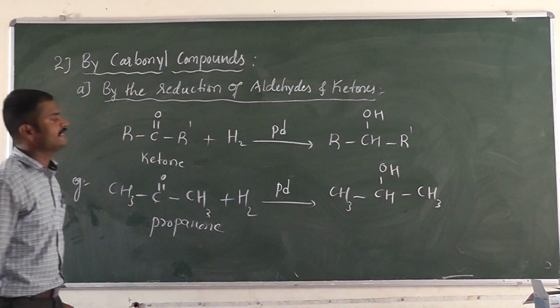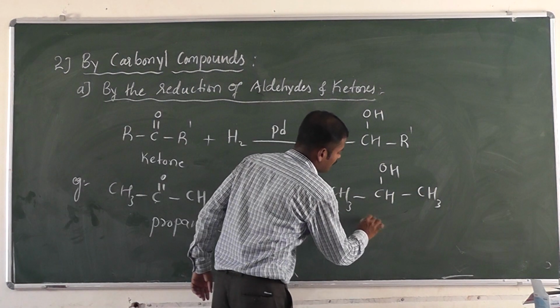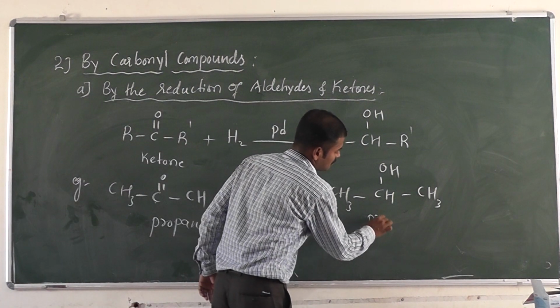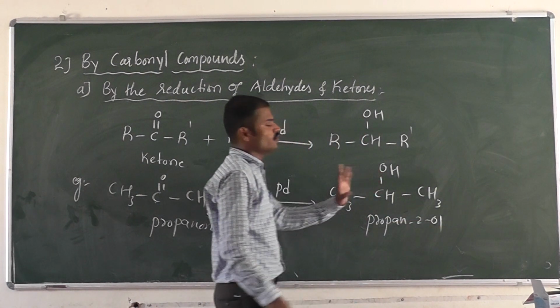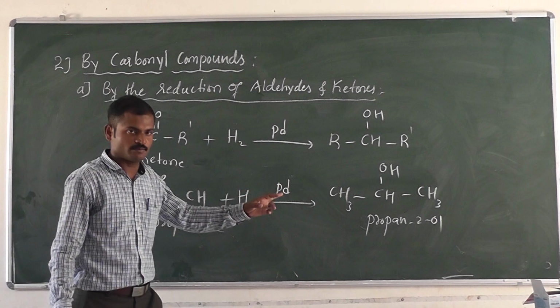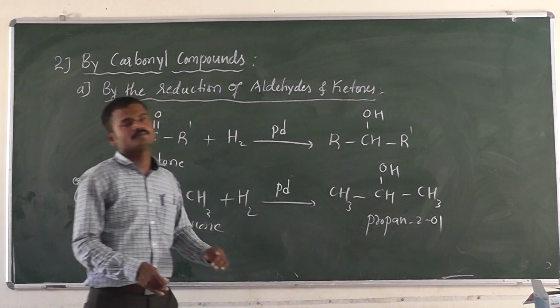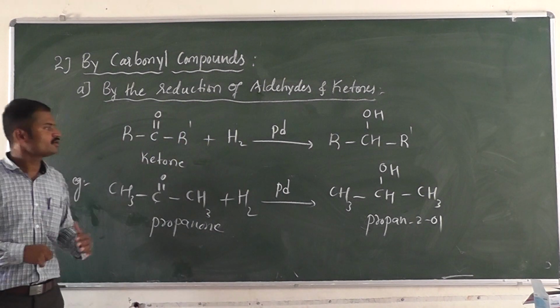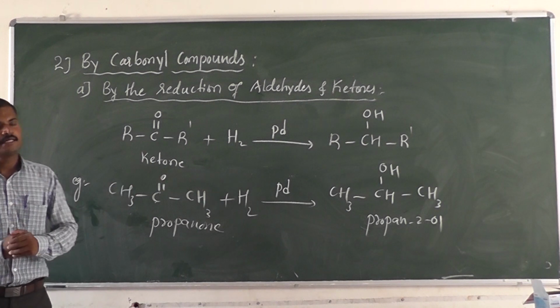Therefore it is a secondary alcohol, that is propane-2-ol. That is called propane-2-ol. The "ol" means the OH group is there, and the position is 2, the second position. So propane-2-ol is the final product of the reaction. So this is the preparation of alcohols by using aldehydes and ketones.